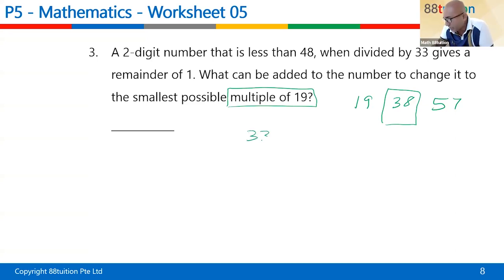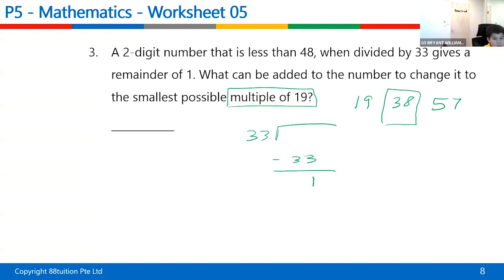So 33, and you minus, you'll get 1, right? That's the remainder. So this number should be 34. Okay, but read the question. What can be added to the number to change it to the smallest possible multiple of 19?